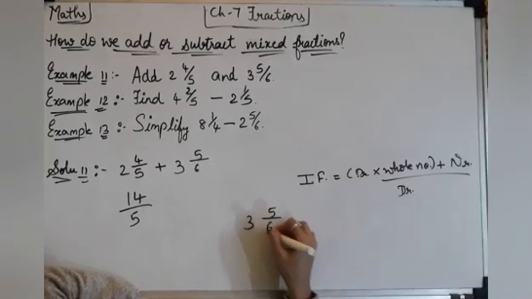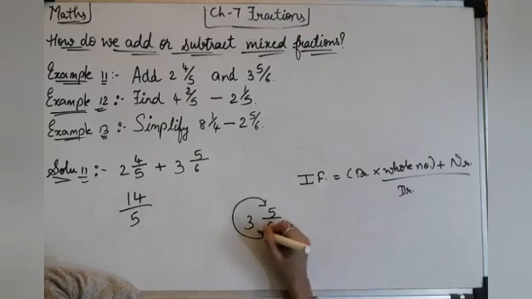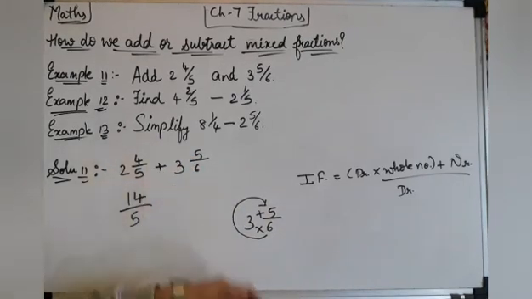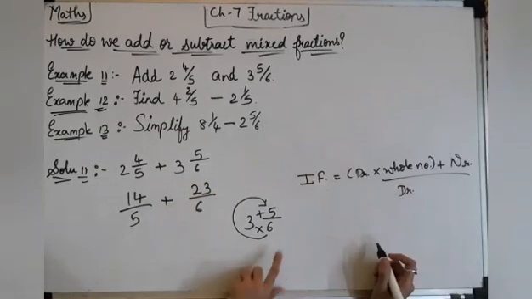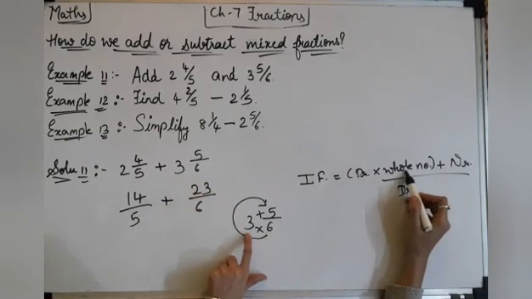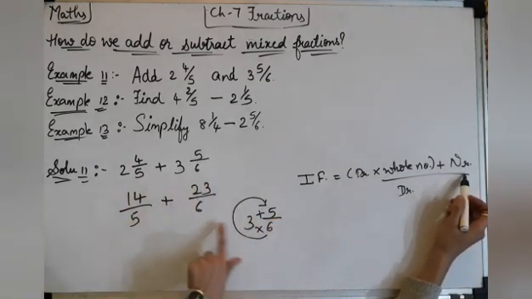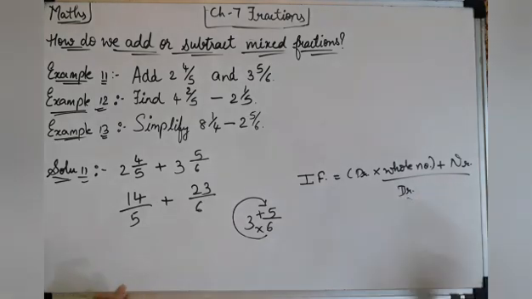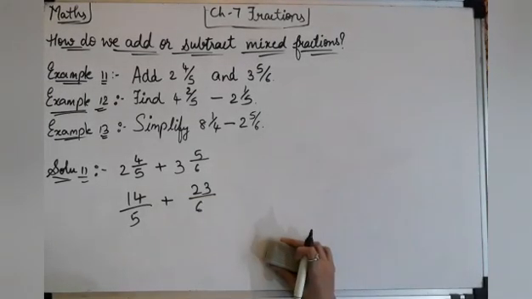Now 3 5 upon 6. We'll go like this. 6 3s are 18, and 18 plus 5: 18, 19, 20, 21, 22, 23, right? So 23 upon 6. See here also, it is written like this: in the denominator, then it comes the whole number, then add the numerator, and the denominator that is there, that only we will write. So we have written 6. Okay, like this way only we will convert. So we have converted into the improper fraction.